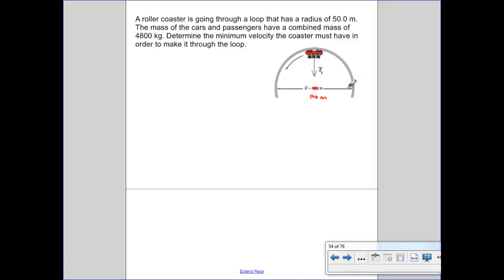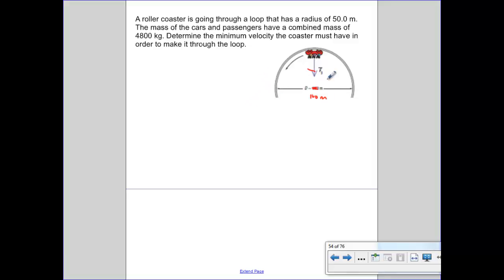Anytime you go on a loop, you usually get sucked in. You feel like you're getting pushed back into your seat. Right, but that would be your centripetal acceleration, causing you to feel that. Anyways, okay, we want to try to find the minimum velocity. At the very top of the loop, what forces are in play at this particular point?